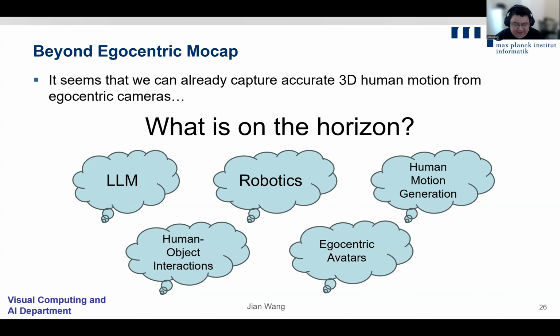So we have already introduced several state-of-the-art methods from me, and there are also tons of egocentric human motion capture methods from other groups, and they are all quite good. But what will be the future? What is on the horizon? Here I choose several aspects to discuss, including large language models, robotics, human motion generation, human-object interactions, scene understanding, and egocentric avatars.